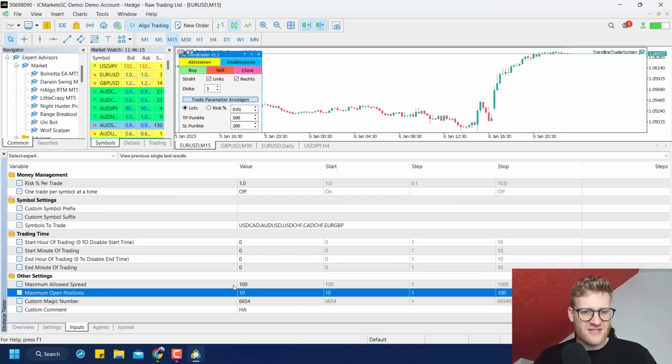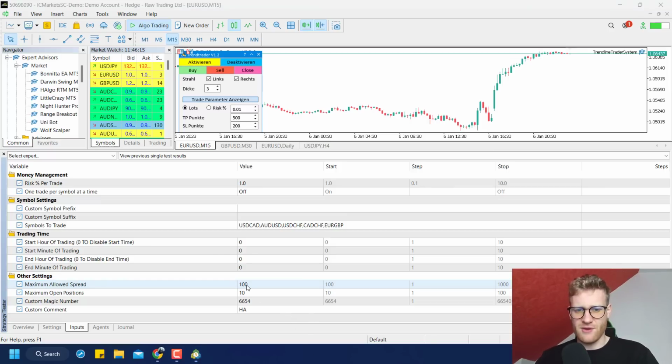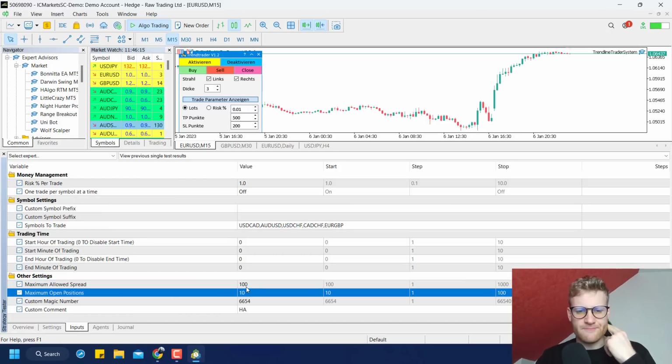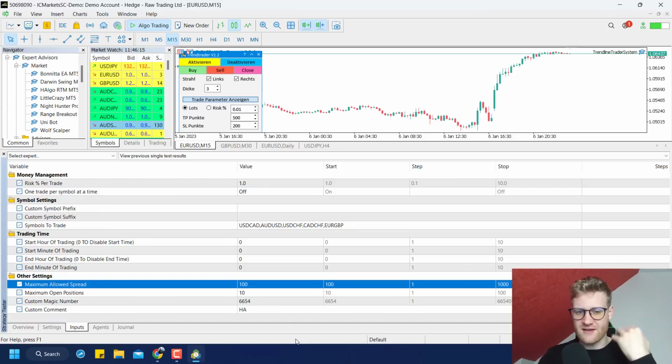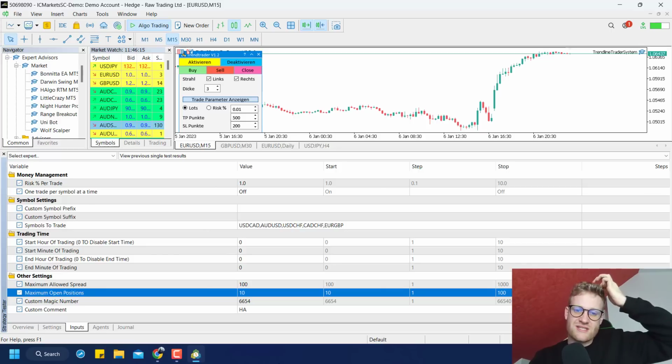And then we have other settings. There's a maximum spread filter. Okay, 100. It's quite a lot in points. So we will trade in normal trading times, I would say. Maybe not around midnight when the spread is increasing, but we should trade normally if the spread is normal. And then we have a maximum of open positions, which is 10.